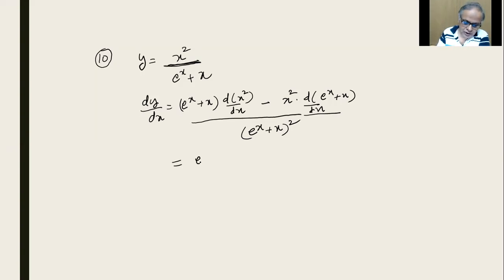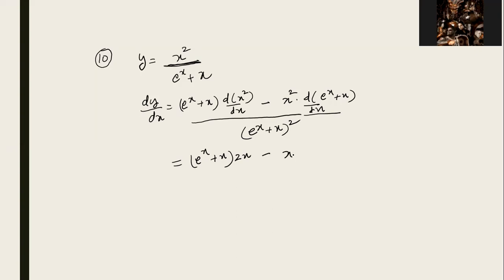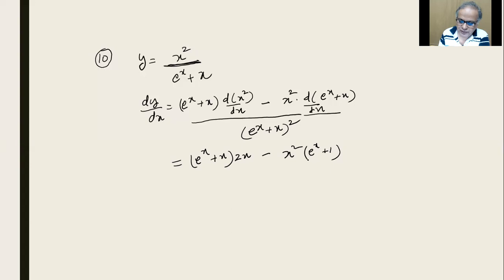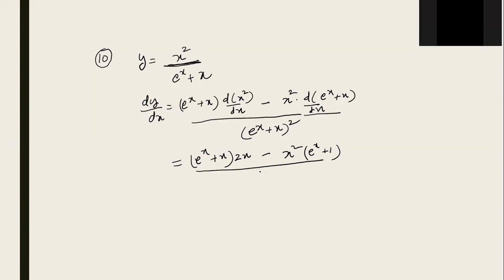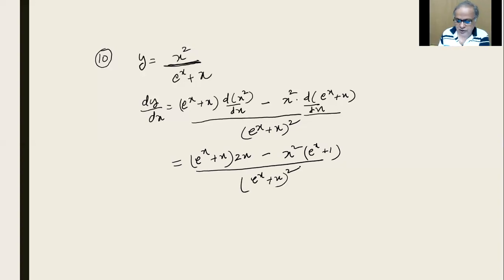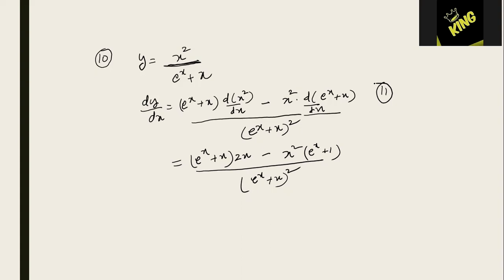So e power x plus x into 2x minus x square into e power x plus 1. This is derivative of e power x plus derivative of x. This is e power x. This is dx by dx, which is 1. Right? Then divided by e power x plus x whole square. You can just leave it like this. You do not simplify it. All right, children? I'll give a few more.